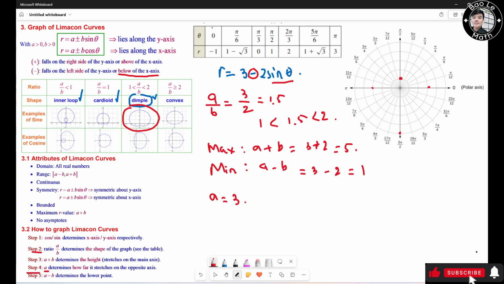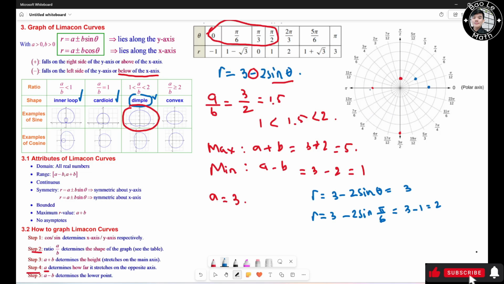We're going to use the values of the special angles right here. If the angle theta equals 0, we substitute over here, so we have R equals 3 minus 2 sine 0. It's going to be 3, so it's going to be at the point right here. Now angle pi over 6: R equals 3 minus 2 sine of pi over 6. Sine of pi over 6 equals 1/2, so if you simplify, it's 3 minus 1, which is 2. So for pi over 6, it should be 2, right here.